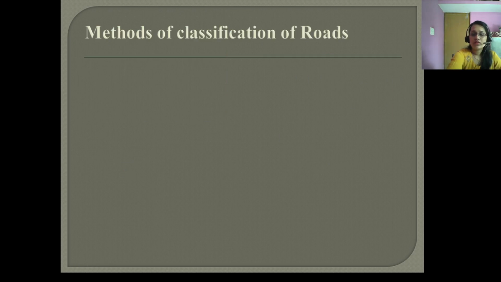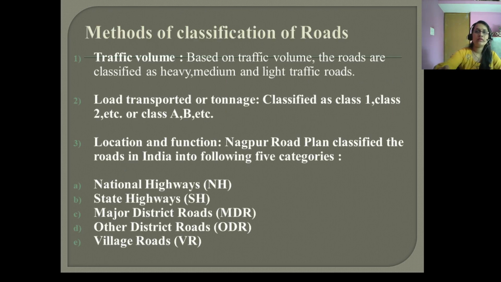Coming to methods of classification of roads, based on traffic volume, load transported or tonnage, location and function. According to traffic volume, we can classify roads as heavy, medium and light traffic roads. According to load transported or tonnage, we can classify them as class 1 road, class 2 road.